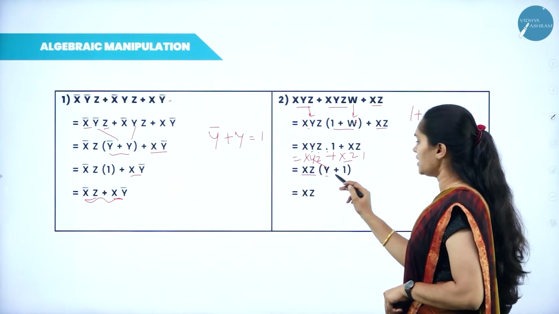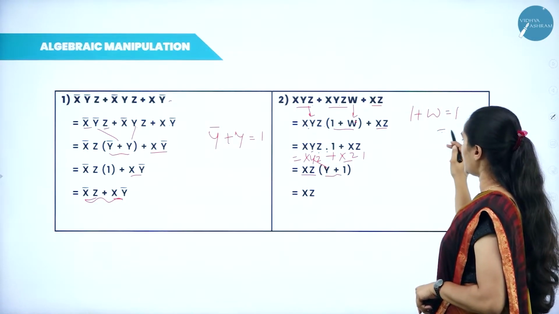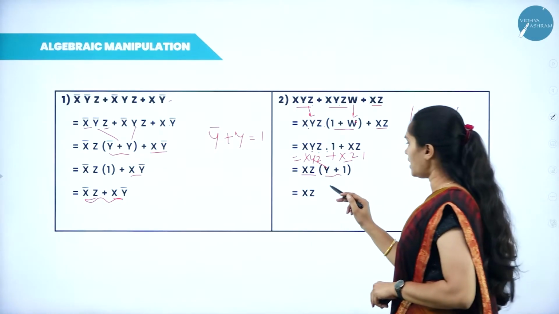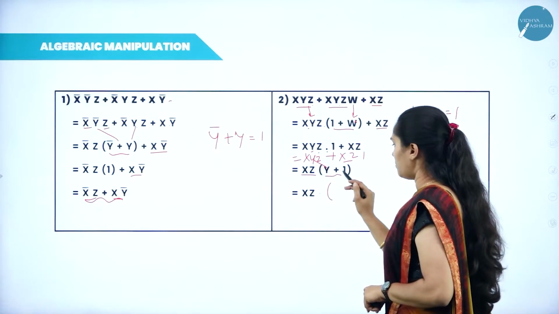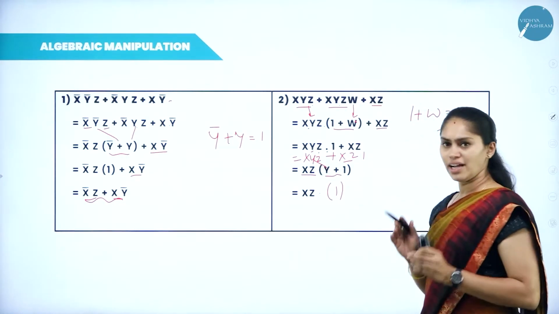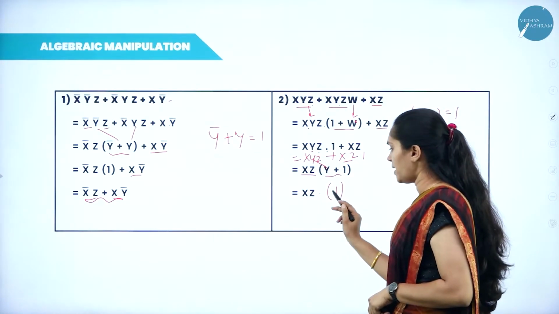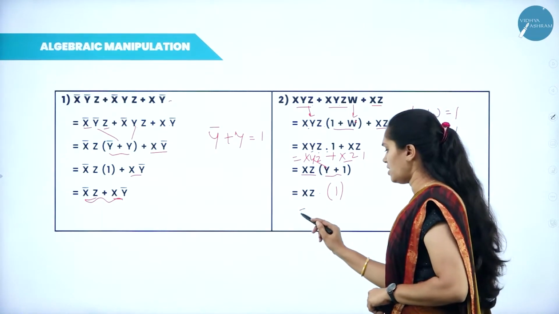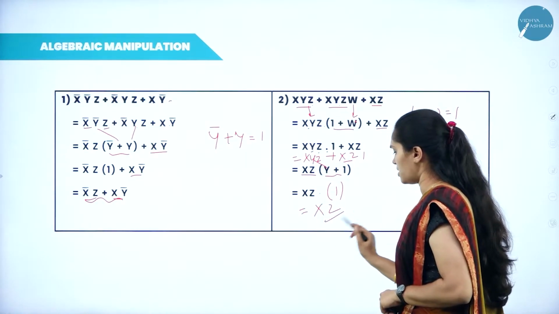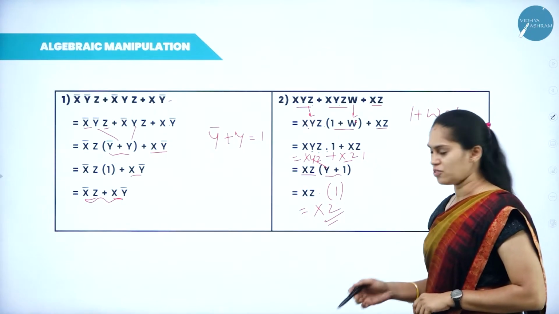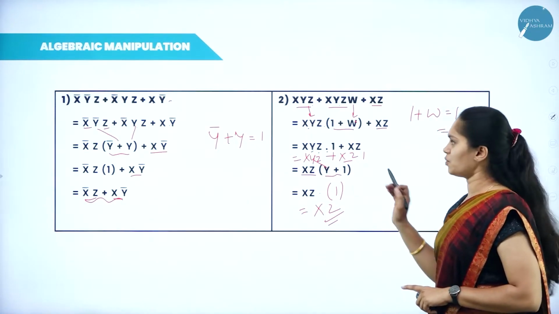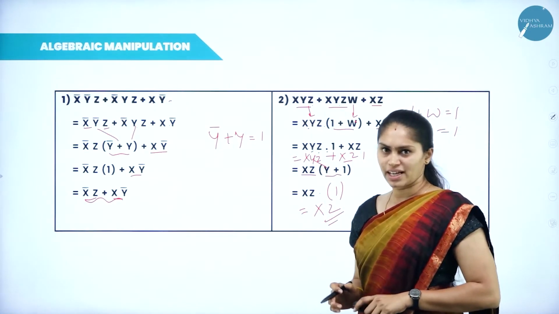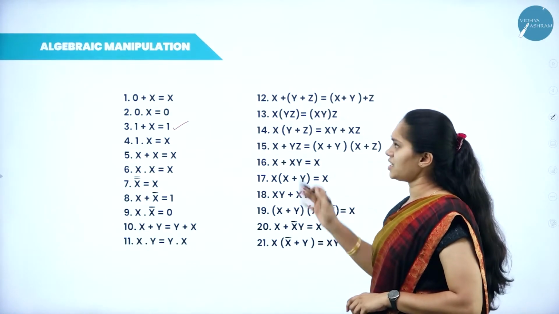As we know, if I add any number with 1, it will give us 1. So in xz into (y plus 1), in the place of y plus 1, I am just going to write 1. Then if I multiply any number with 1, it will give the same value or variable. So the answer, or simplified version, is xz. This is how we simplify Boolean expressions by making use of these theorems.